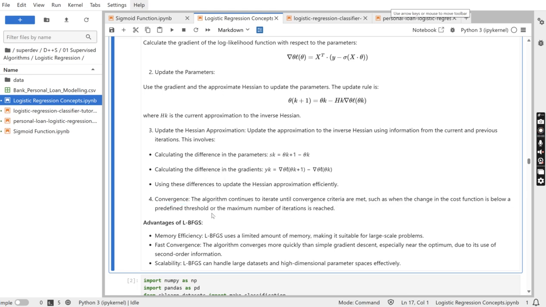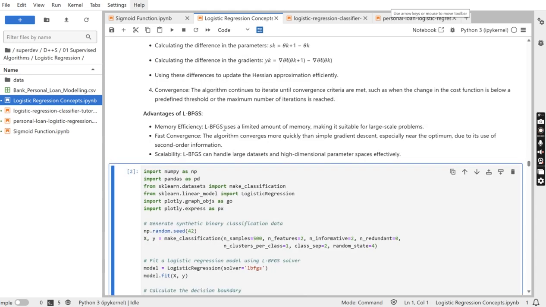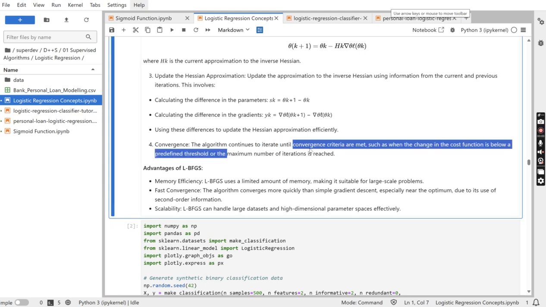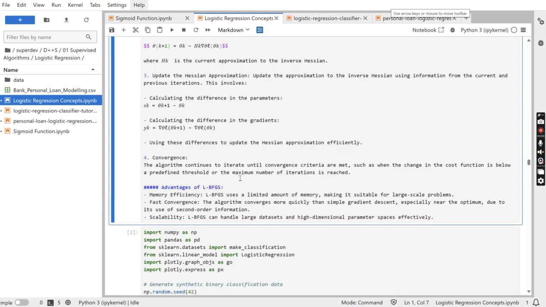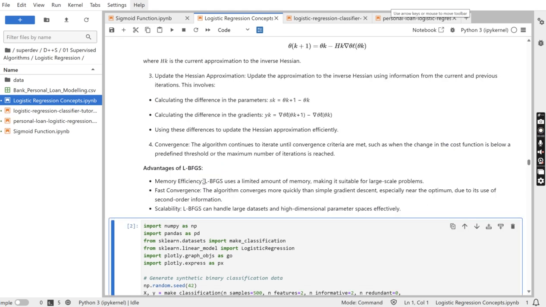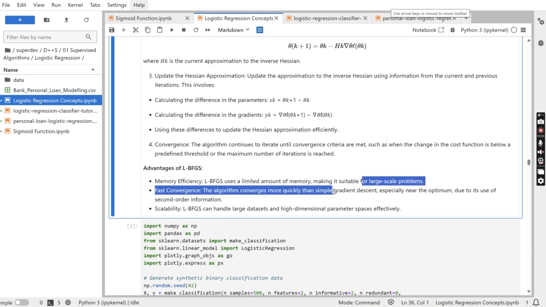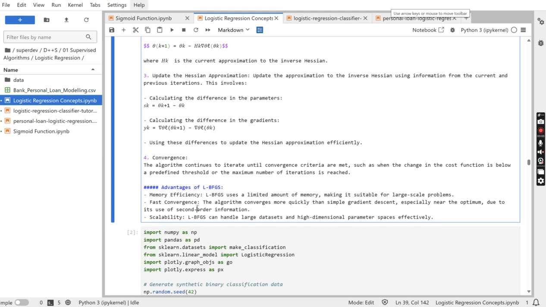Either you reach the minima or you have reached the number of iterations. If the initial iteration count you gave is 100, you have to do this process 100 times and stop. Either you do that, or only 30 times until the cost function converges. So this method is memory efficient and can be used for large scale problems. It has a fast convergence rate also, hence it is scalable.